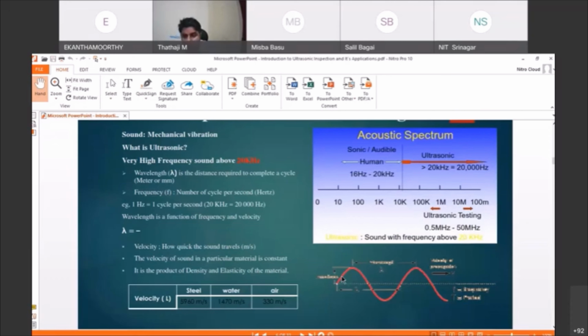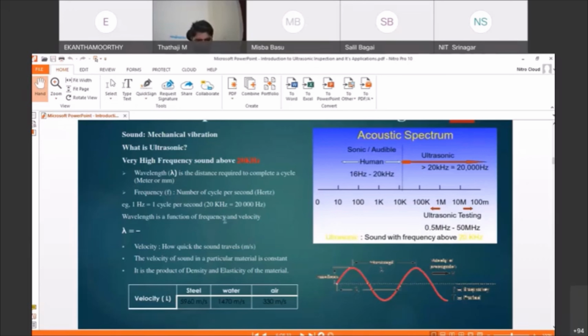If you see this sinusoidal function, the distance required to complete one particular cycle is called one wavelength. And frequency is the number of cycles per second; if this is one cycle per second, that's 1 Hz. So from this diagram, you can see maximum amplitude, wavelength, and frequency. These are the basic parameters required to understand sound.